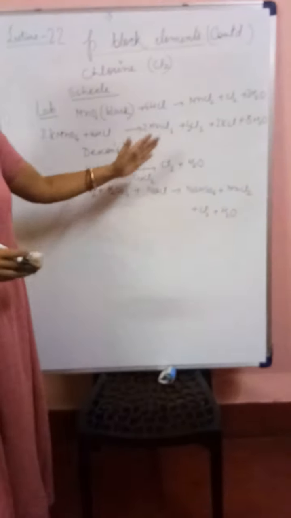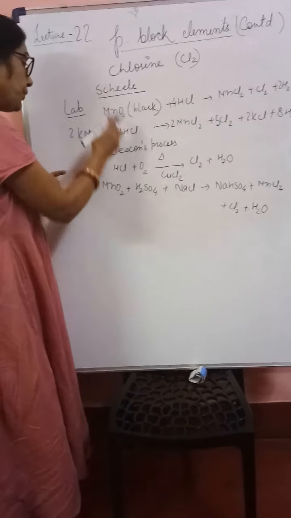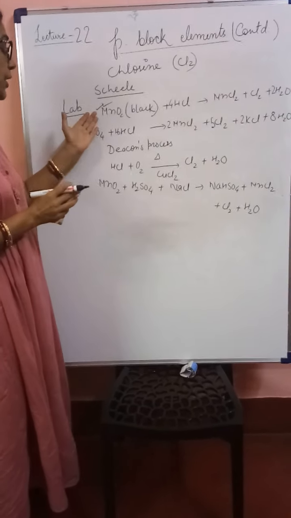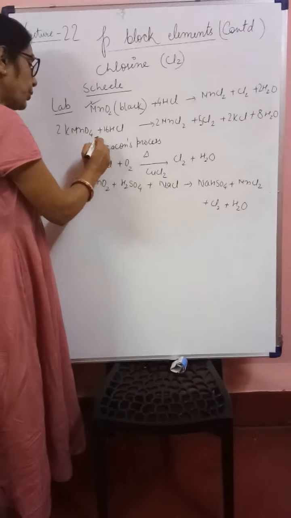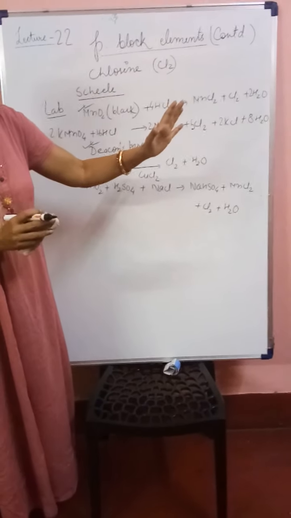So these are the methods of preparation of chlorine. Amongst these, in laboratory you can prepare chlorine by using this method. Industrially, Deacon's process is very important, and these can also be obtained in laboratory as well.